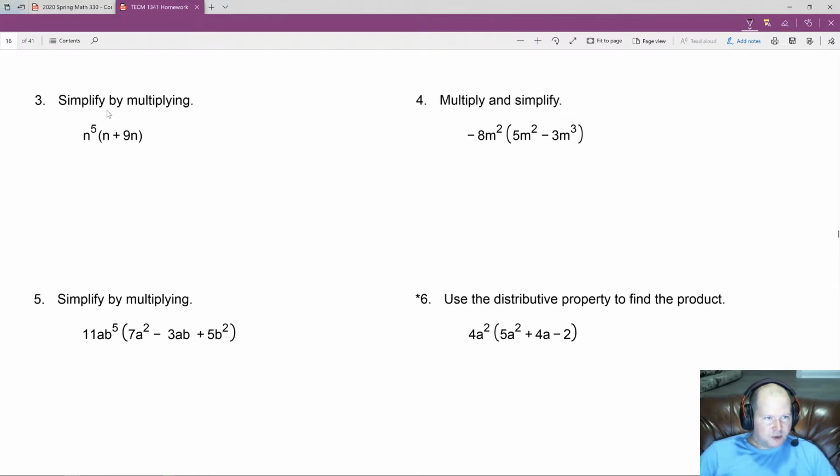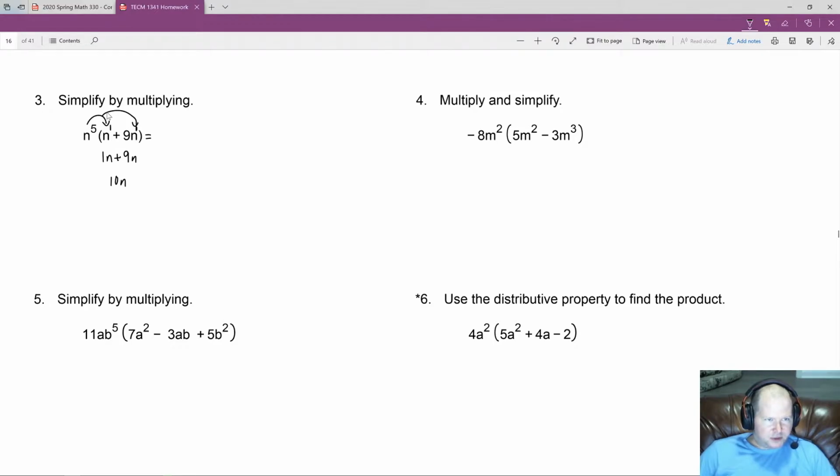We're going to simplify by multiplying, so we distribute this. So we say n to the fifth power times n to the understood or implied first power. Then we say n to the fifth power times 9n to the understood or implied first power. Now, there's a couple of ways to do this. You could distribute, or you could try to simplify within the parenthesis first. So there's an implied or understood 1 coefficient in front of this n, and then we say 1n plus 9n, and that would give us 10n.